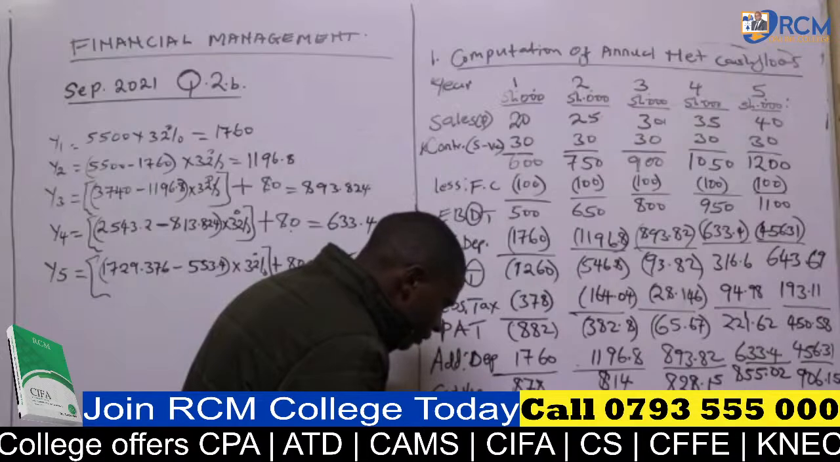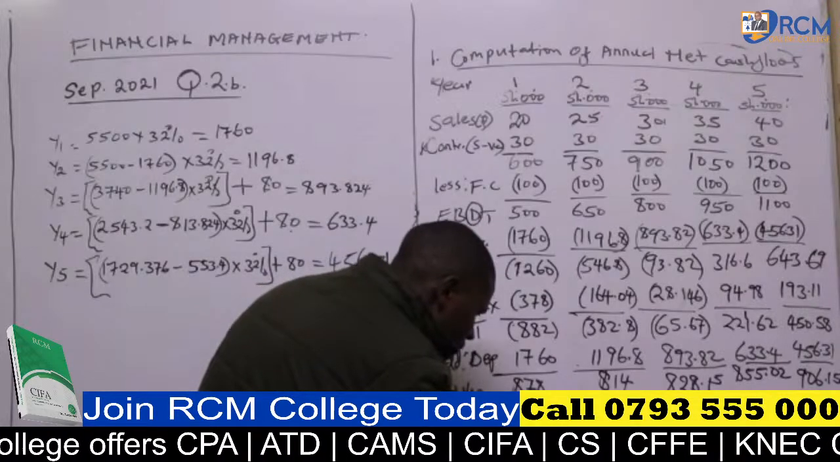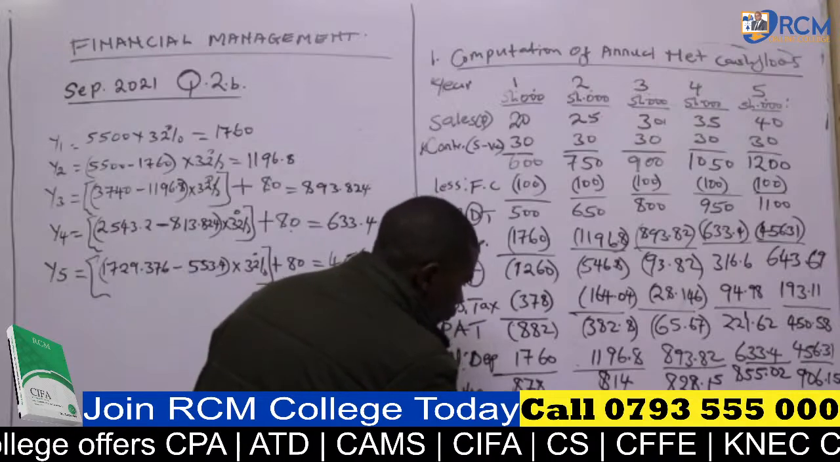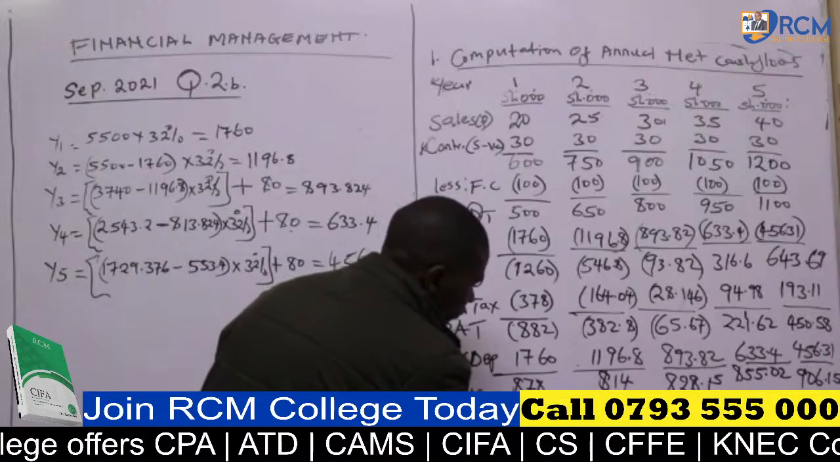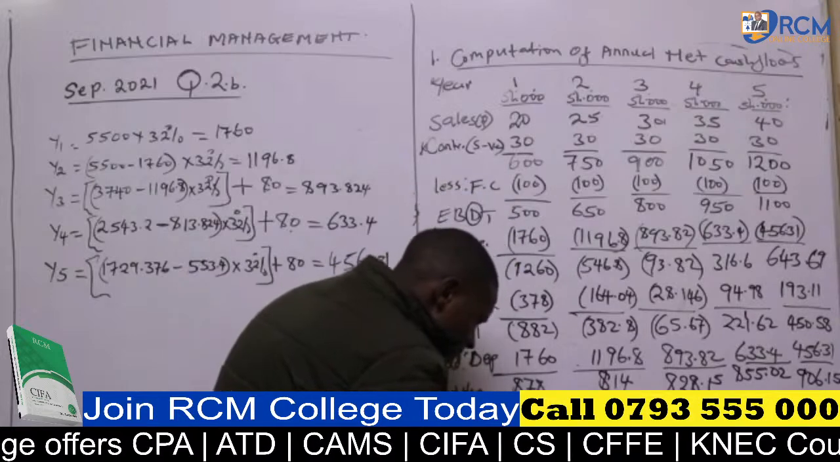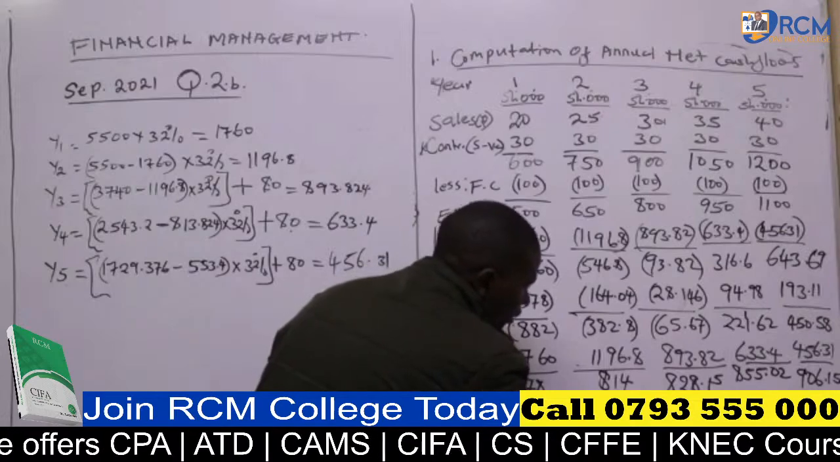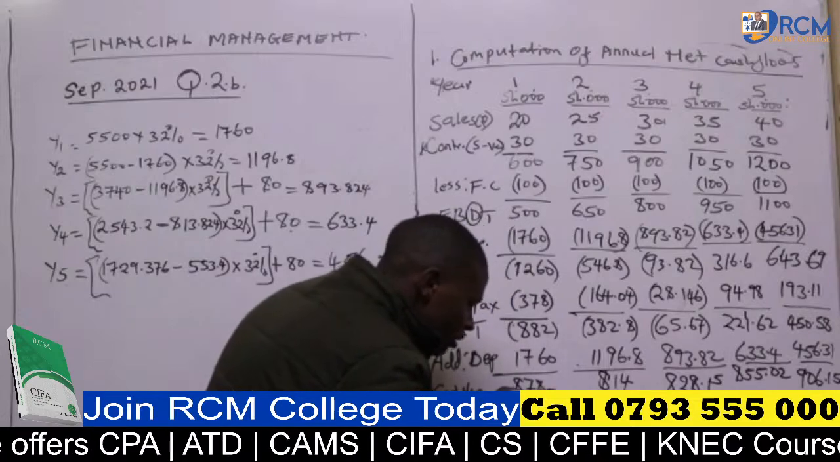13% year 1. Ni ngapi? 0.8850. Can confirm, alafu sasa tuende. Yes. 0.8850. Next one, 0.7831. Confirm for me 7831. I hope you people know how to read this table.